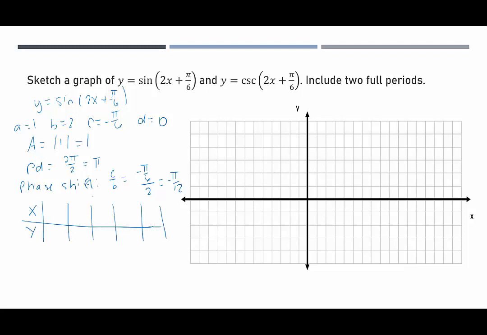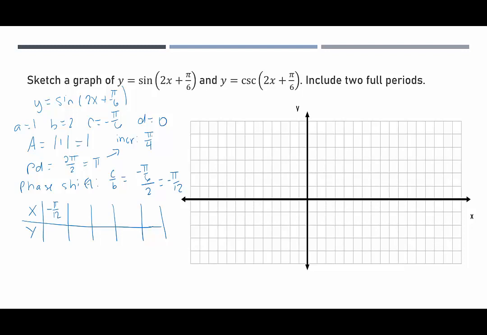And let's remember where we're starting. So rather than starting at 0, we're shifting over to negative pi over 12. Whoops, one thing I forgot to do was figure out the increments. The increments that we want to use come directly from the period. The increments, that's when we take the period and we divide it by 4. So we want to count by pi over 4s.